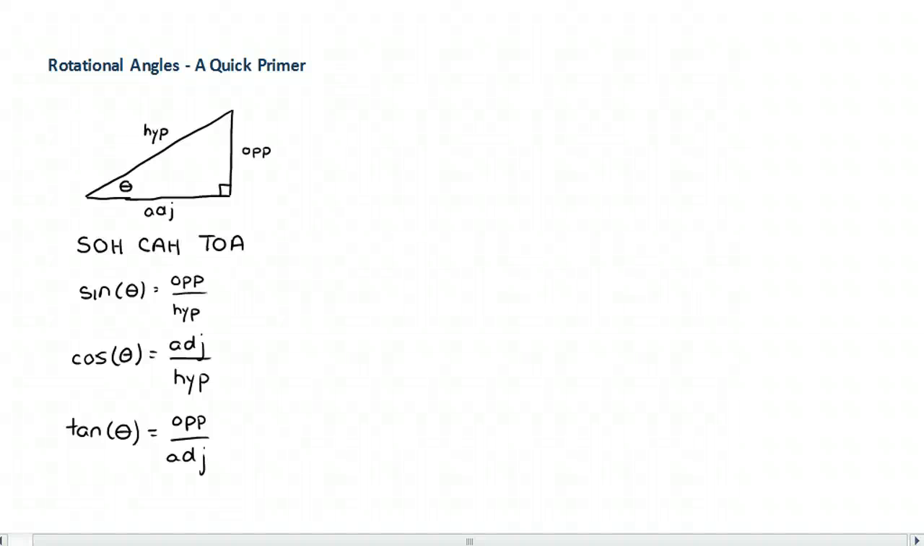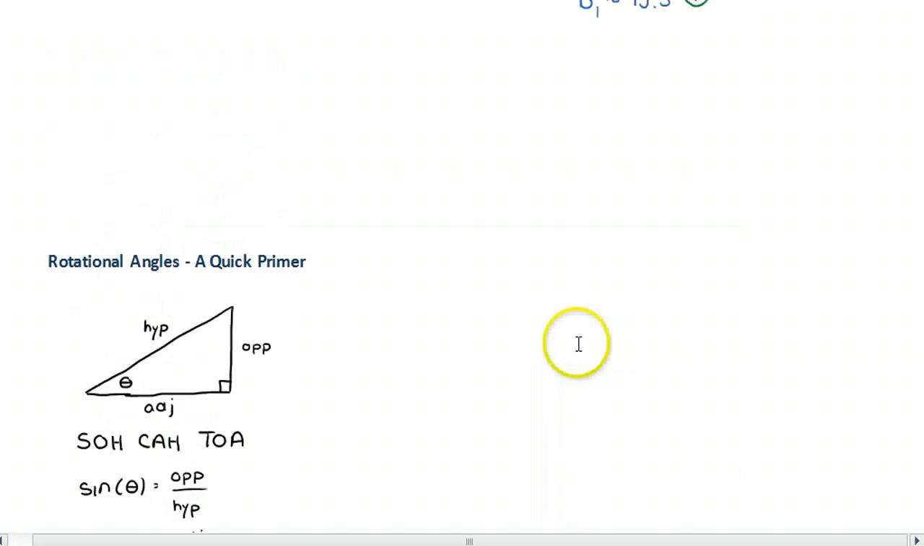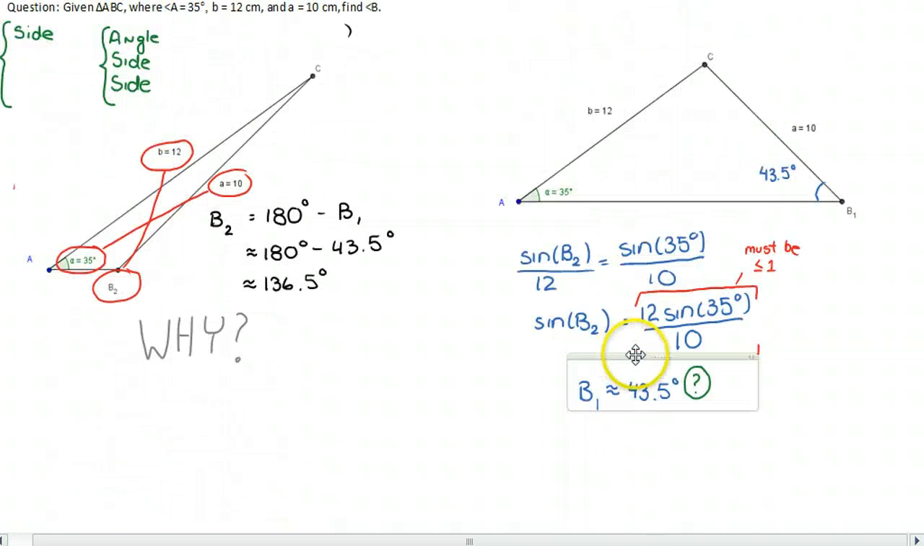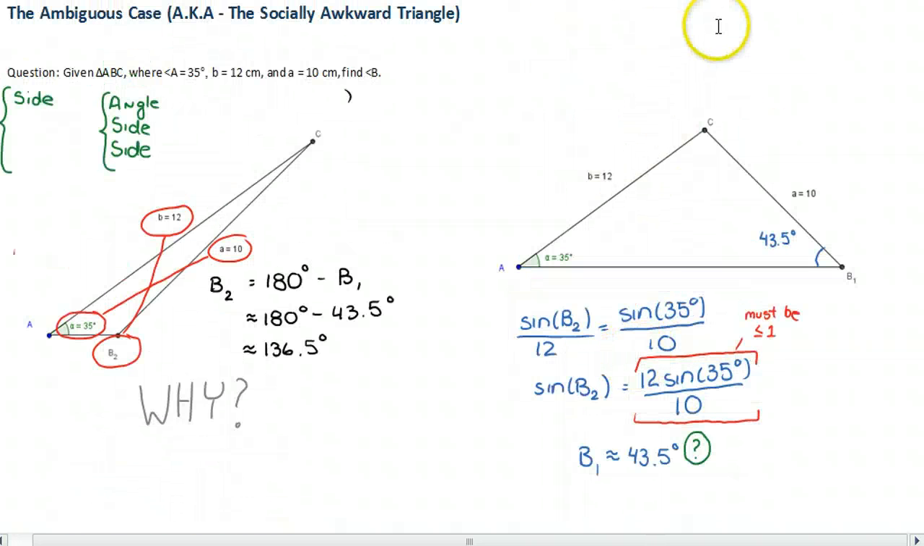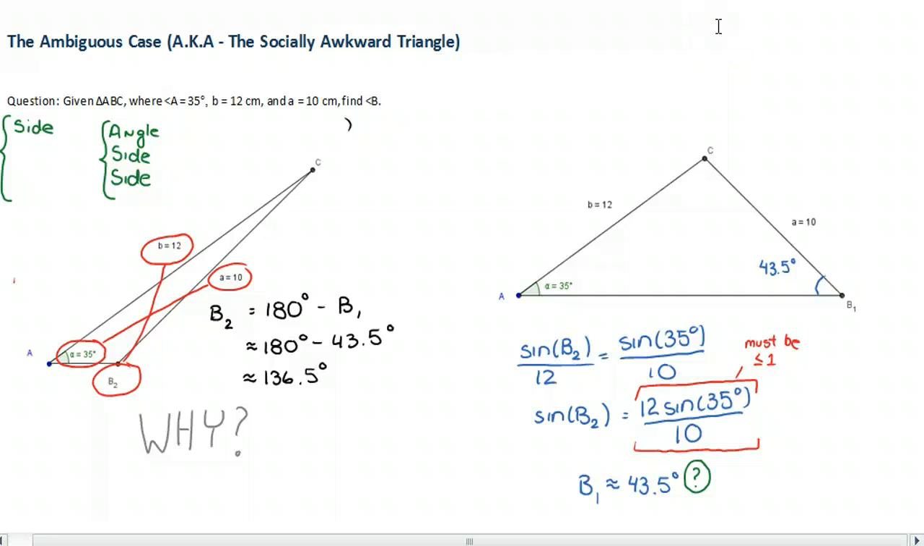Hello. In this video, we're going to do a quick primer on rotational angles. By no means is this going to be an exhaustive lesson that covers everything you need to know about the topic. But the purpose of this lesson is that currently students are looking at sine law and cosine law, and we are in what's called the ambiguous case of sine law. And what the ambiguous case is, it's an angle-side-side case where, in fact, we can draw two triangles.